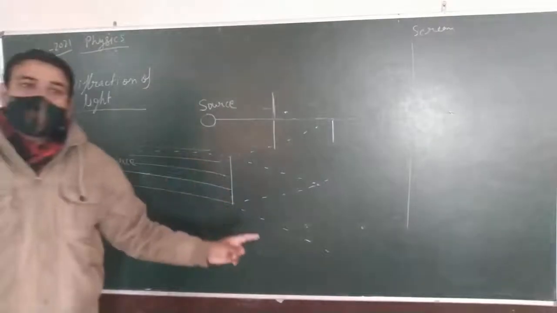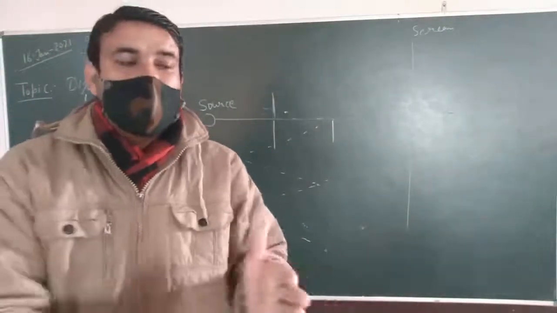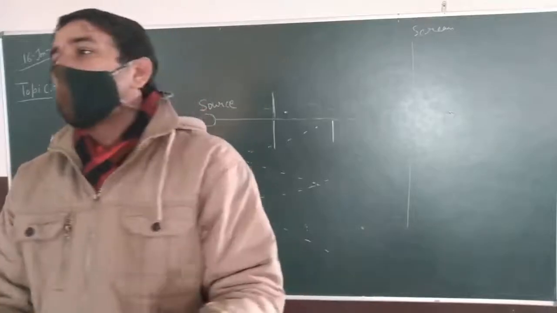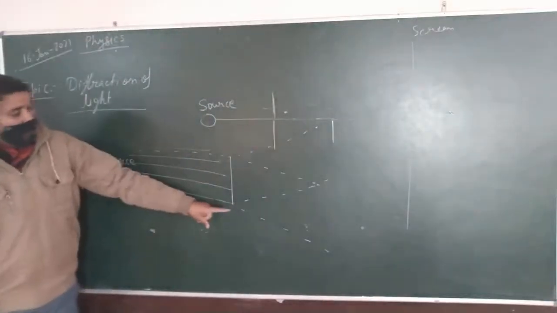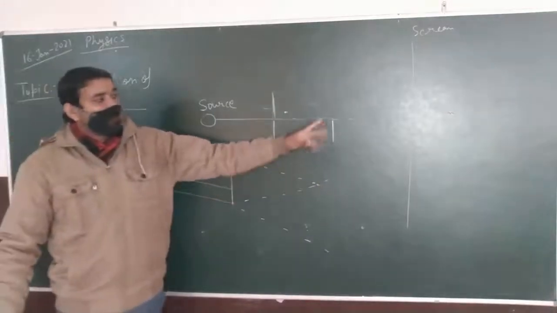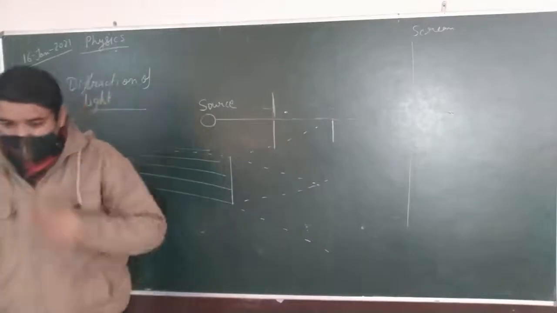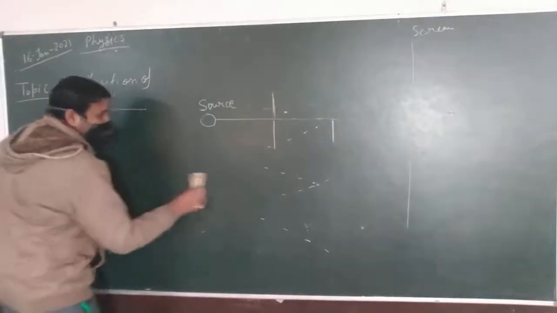So here we also observe the fringes which are darker and which are brighter. We need to work out in this figure how the diffraction pattern is formed on the screen. So just write first what diffraction is.